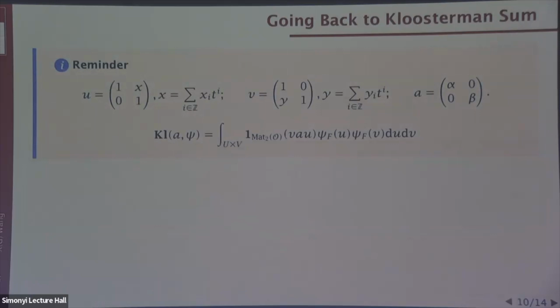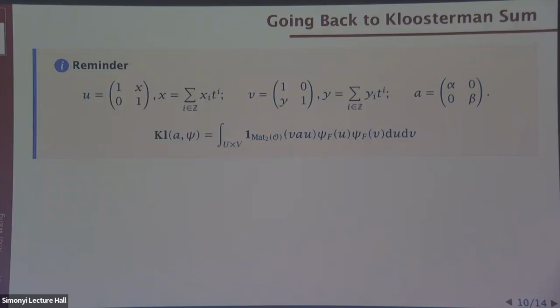explain the integral itself. So remember, the reminder is that this u is an element of the big U, and v is in big V. So the integral is over this U cross V group, so the variables are u and v. And this is the characteristic function of 2x2 matrices with entries in O. So it's really just when does this v a u land in the 2x2 matrices with entries in O, and then they will contribute to the integral.